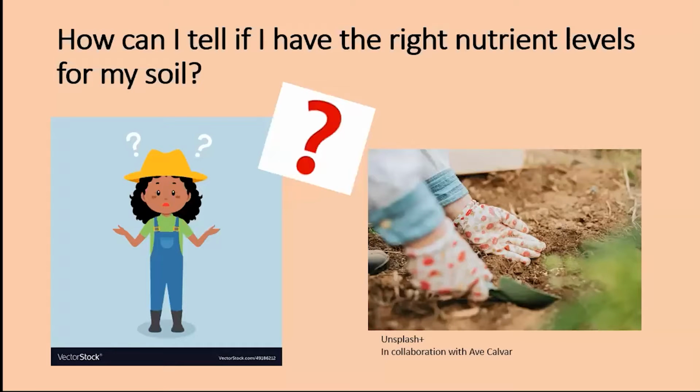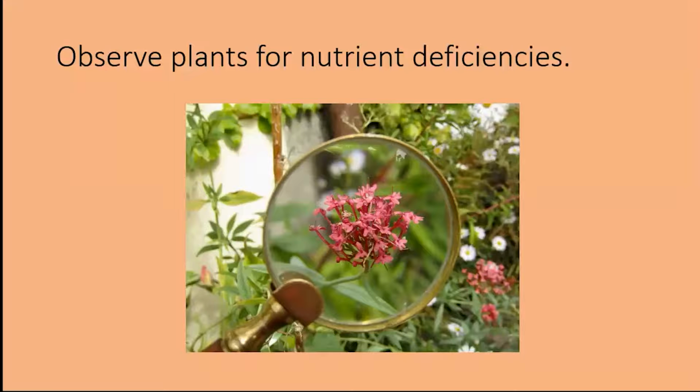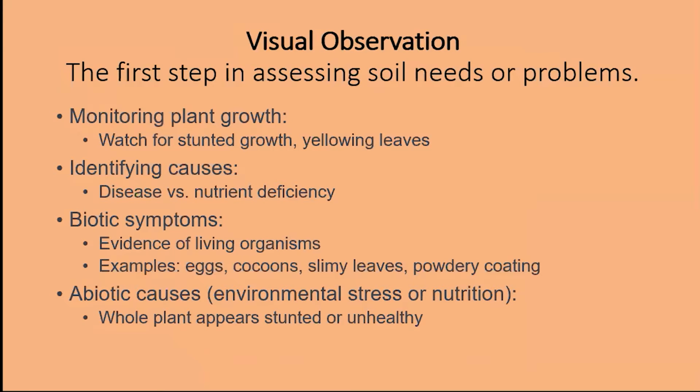Well, in addition to pH, we also should consider the nutrients that are in the soil. Are we able to look at the soil and tell whether we have the right nutrients or not? If not, how do we tell? Well, one of the ways, we can just look at the plants that are growing. We might be able to see some signs whether or not there are some deficiencies in the nutrition of the soil. The first step is to consider what you're looking at, and you want to monitor the plant. Look for stunted growth and the leaves that are yellowing.